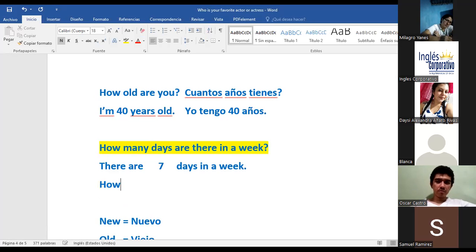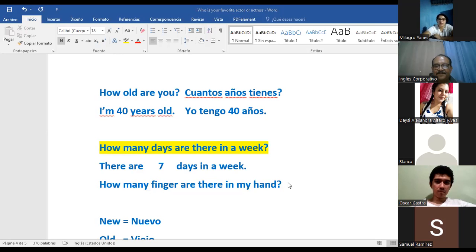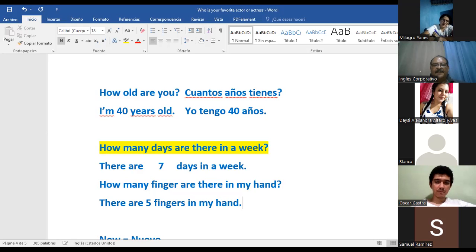Okay, podemos decir how many days, how many fingers are there in my hand? ¿Cuántos dedos tiene mi mano? Okay. Five fingers. How many? Five? Okay, good. You say there are five fingers in my hand. Okay. Now. Y se puede quitar in, solo se puede poner my hand.